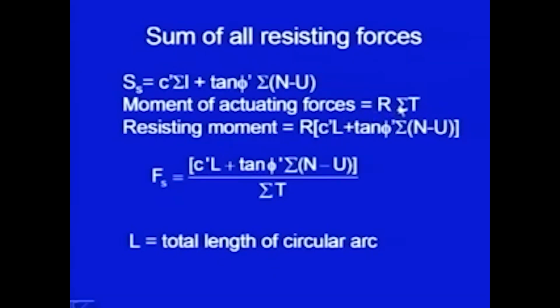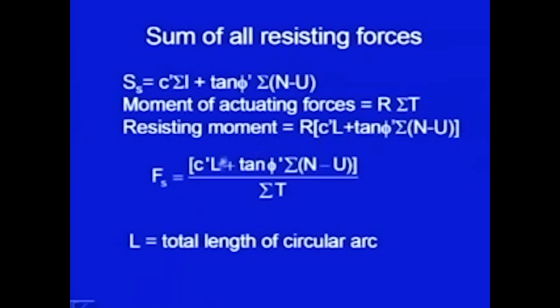So, its moment will be R into summation of T and the resisting moment will be R into [C dash L plus tan phi dash summation of (n minus u)]. Here I have replaced summation of l by capital L. Capital L is the total length of the circular arc. So, summation of small l will be nothing but capital L. So, the moment of the resisting forces will be R into this much and the moment of actuating forces is R into summation of T.